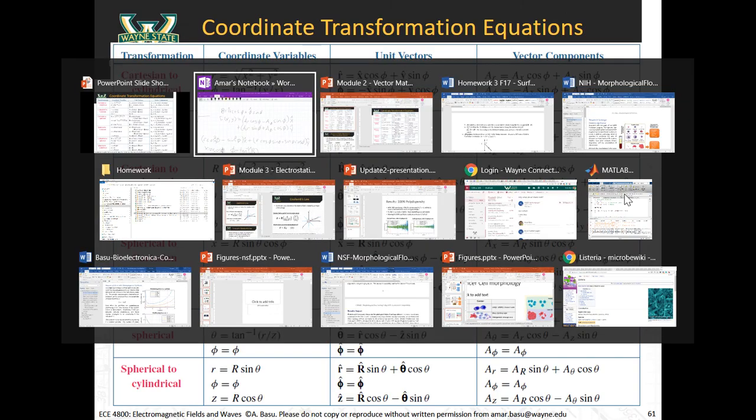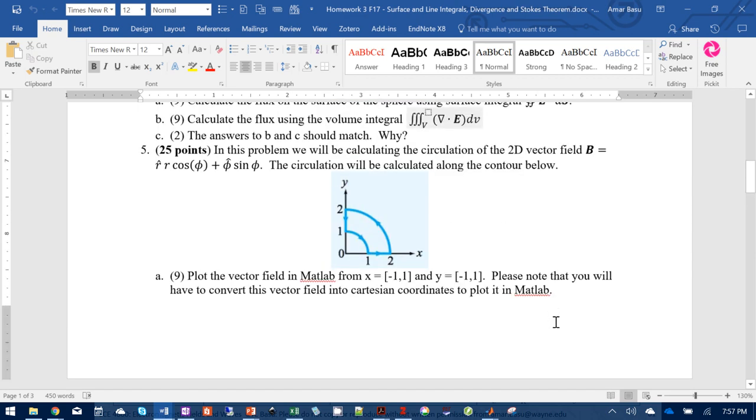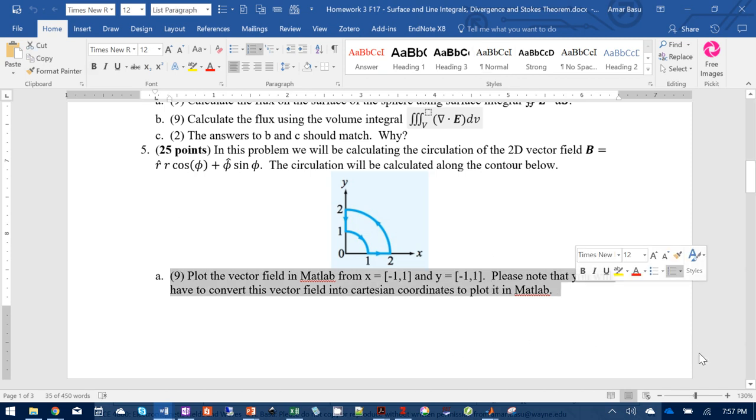Okay, let's do other questions on the homework. One thing I would like to clarify: in question 5, you are asked to calculate the circulation of a 2D vector field, and this is in cylindrical coordinates. When you do the line integrals and the surface integral, do them in cylindrical coordinates. Don't convert this to Cartesian and then do the calculations in Cartesian. It will be miserable. The conversion to Cartesian is just for part A, just so you can plot it in MATLAB. I would like you to be able to visualize the field.